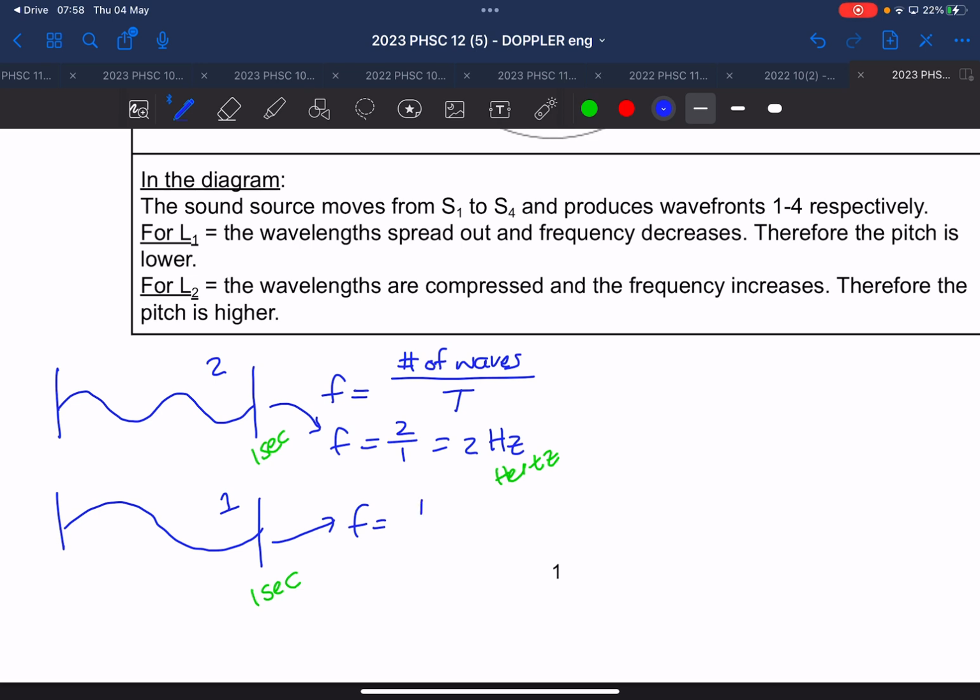If we look at what the frequency would be for the second wave, then there is 1 wave in 1 second. So that is 1 hertz. Sorry, 1 hertz is the frequency, not the wavelength.